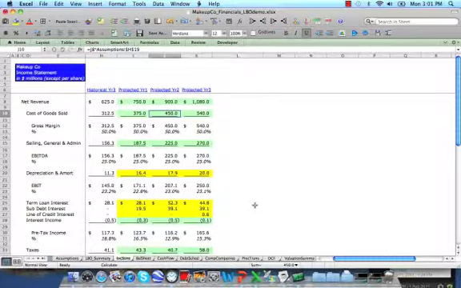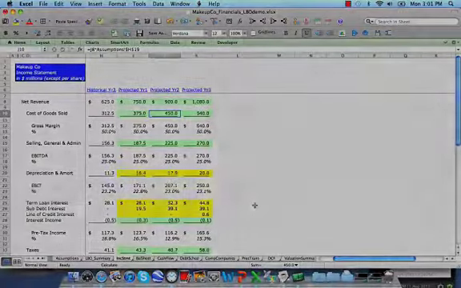And in the final module of this LBO series, we're going to look at the IRR analysis and sensitivity analysis. Please join us.